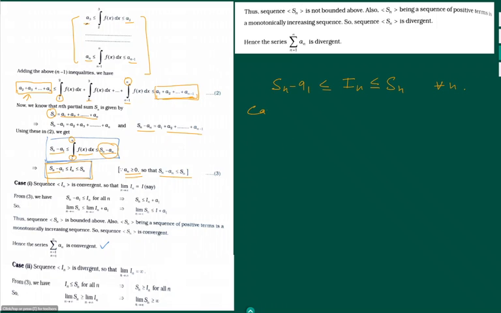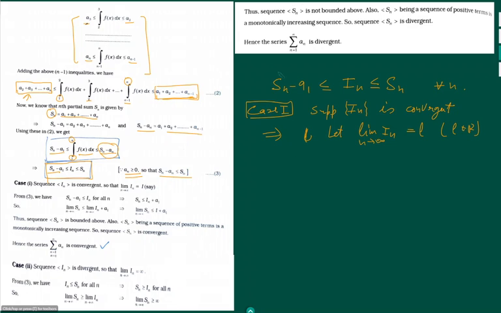Now we will consider these cases, case 1 and case 2. Case 1 is, suppose In is convergent. This implies In converges to some limit. Let the limit of In as n tends to infinity be equal to some real number L. Since it is convergent, it converges to some number.